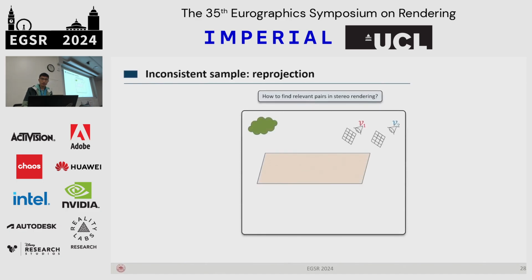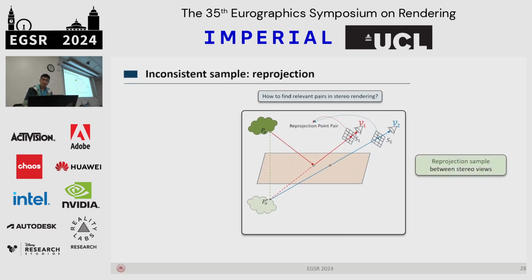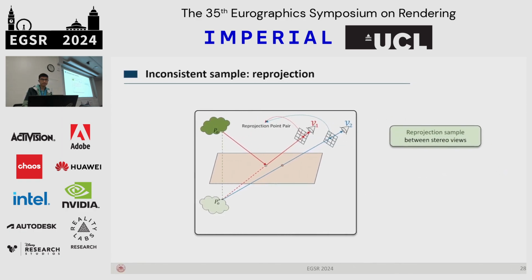There is a true boundary from reflected surface P0 to V1, where S1 is the screen coordinate. Inspired by glossy motion vector, we find the virtual image P0 prime. Then we project P0 prime to V2 and obtain S2. The pair of points S1 and S2 is referred to as the reprojection point pair. Now we can reproject samples between stereo views.